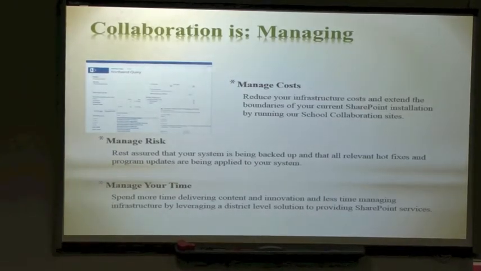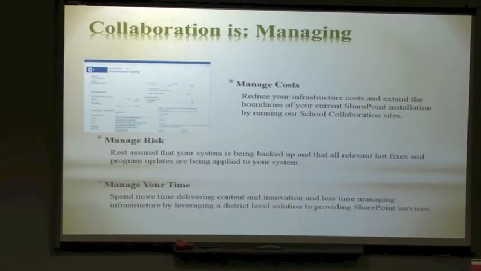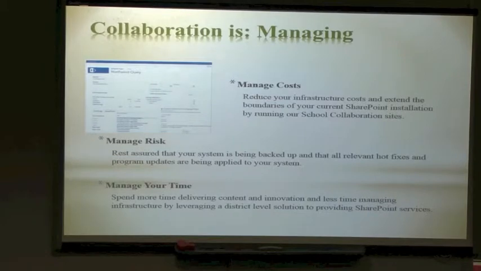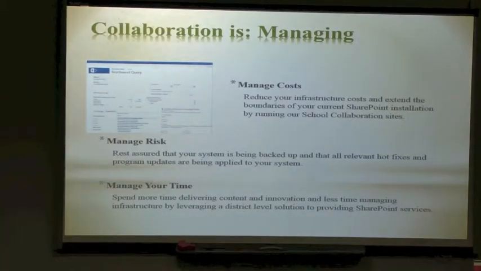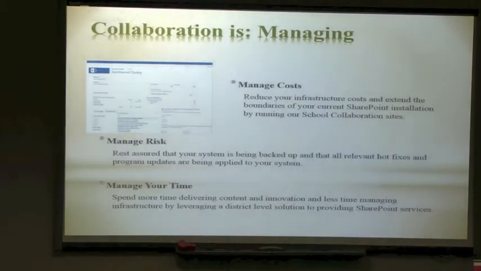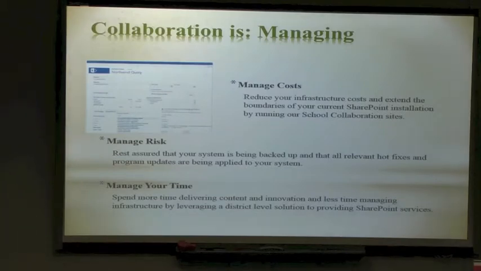Manage risks. Manage risks from the standpoint of what happens when your servers go down. Do you have a good, solid backup? One of the advantages of going to a centralized system is that we will be doing the backups for you. You don't have to worry about it anymore. We've taken over that responsibility. You don't have to worry about making sure that the server has the most recent updates: Windows updates, SQL Server updates, SharePoint updates. We'll be taking care of that for you.